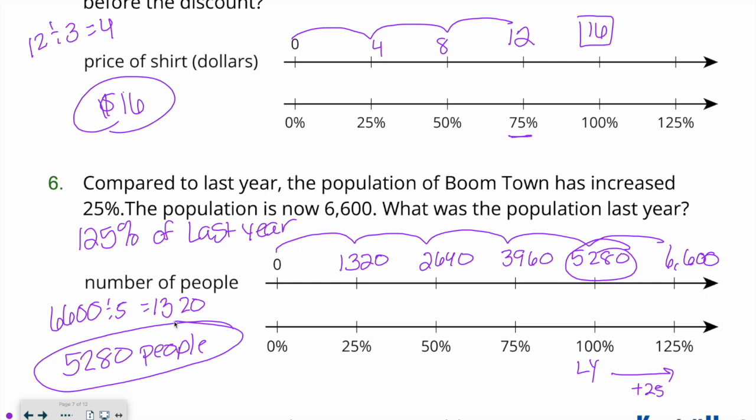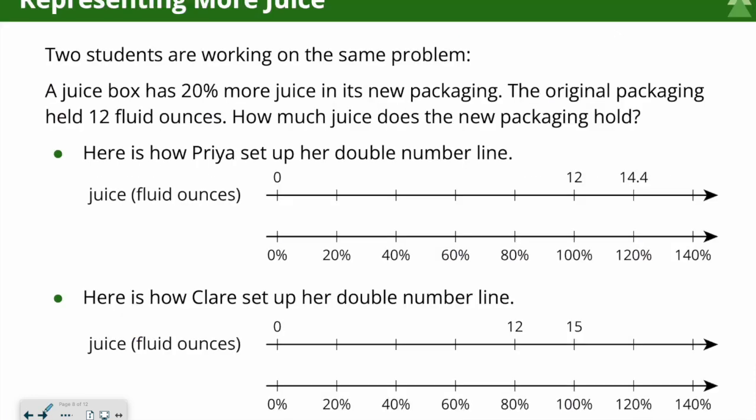So when we were increasing, we're adding. When we're decreasing, we are subtracting. Two students are working on the same problem. A juice box has 20% more in its new packaging. The original packaging held 12 fluid ounces. How much juice does the new packaging hold?